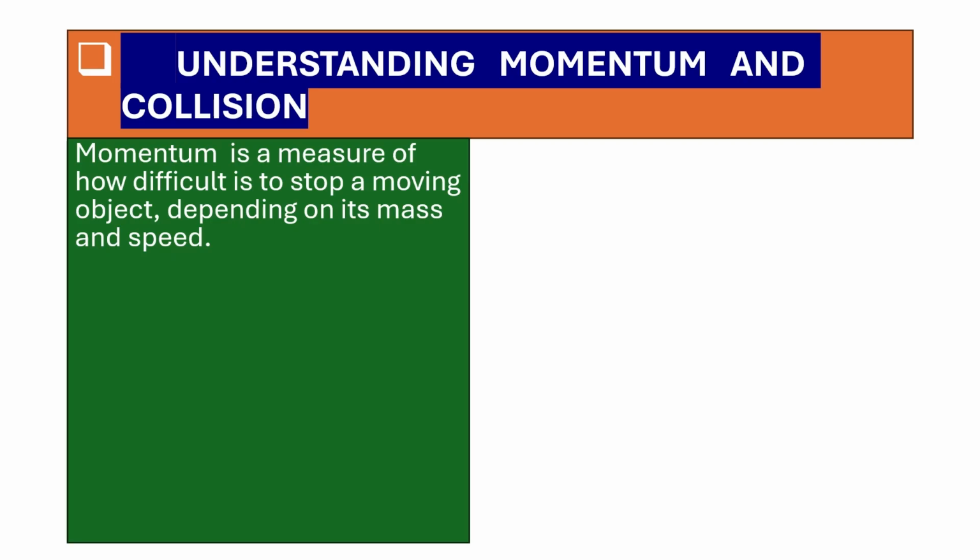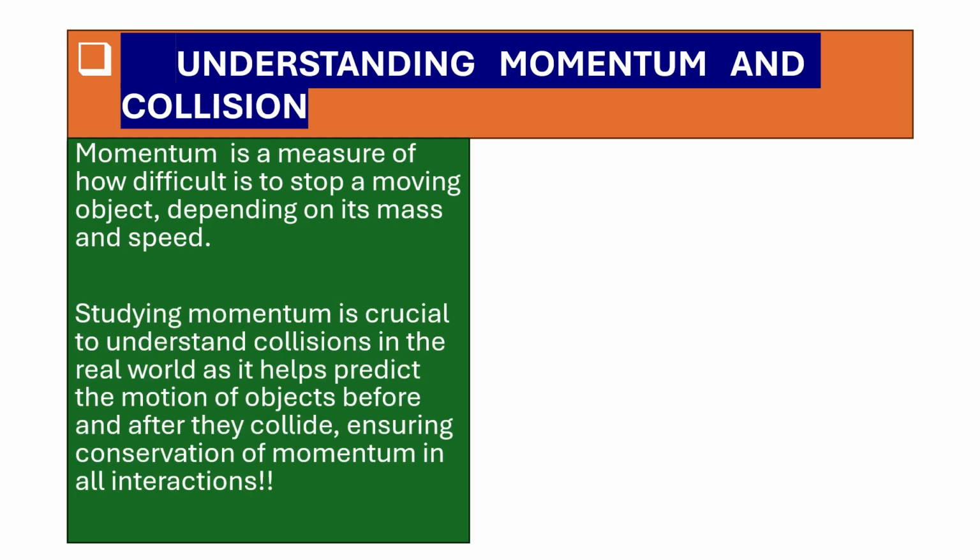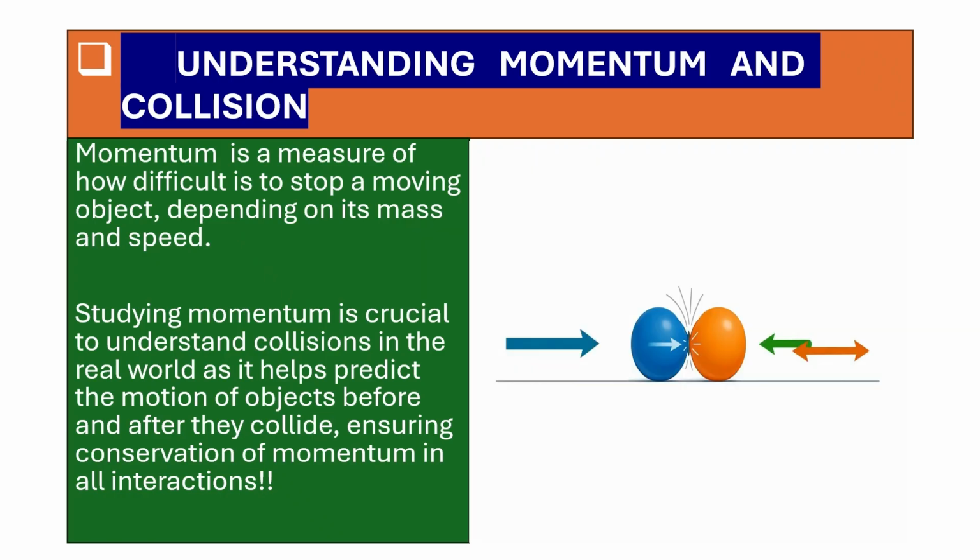Now what exactly is momentum? It is a measure of how difficult it is to stop a moving object depending on its mass and speed. So these two terms you have to remember, that is mass and speed. Studying momentum is crucial to understand collisions in the real world, as it helps predict the motion of objects before and after they collide, ensuring the conservation of momentum in all interactions. So if you look at the figure, we'll be studying in detail related to this topic.